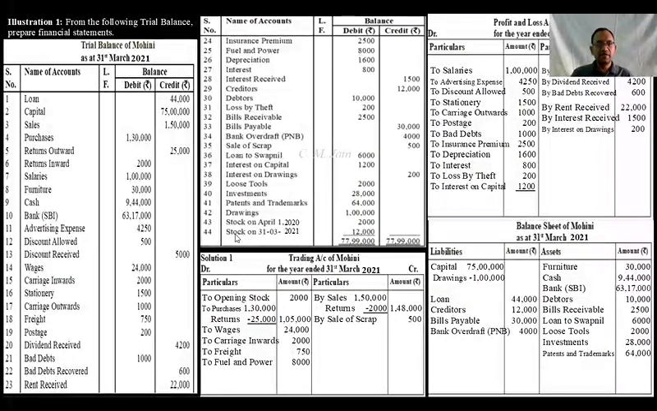Then stock on 31st March 2021 means this is closing stock. And closing stock given inside the trial balance comes in assets. So in balance sheet asset side, closing stock 12,000.